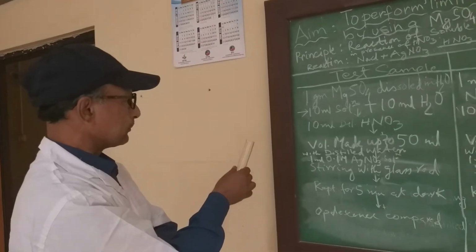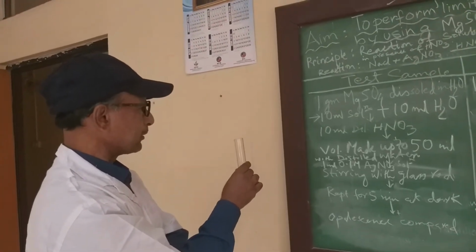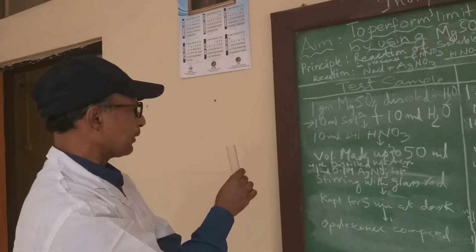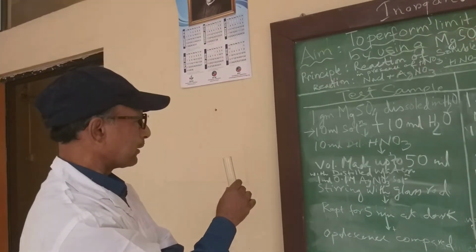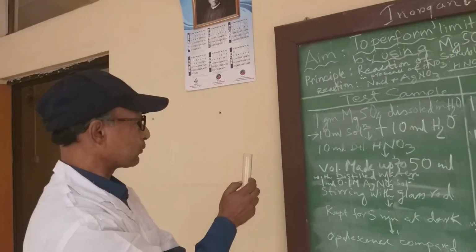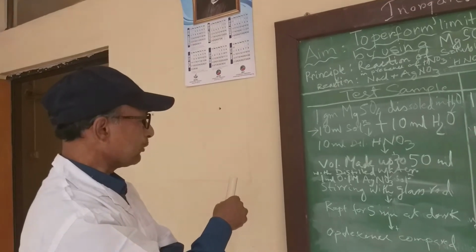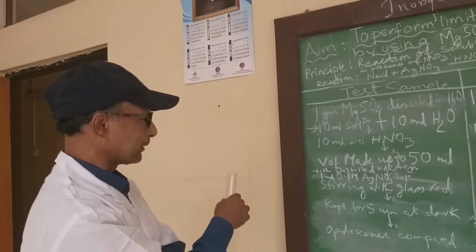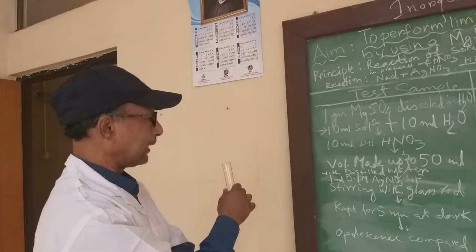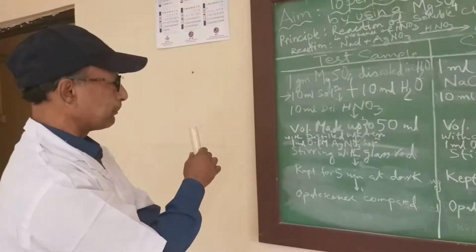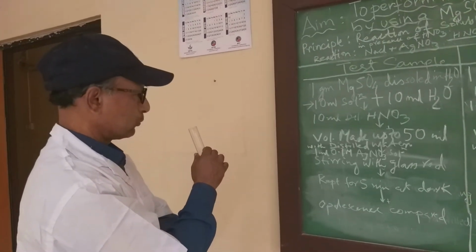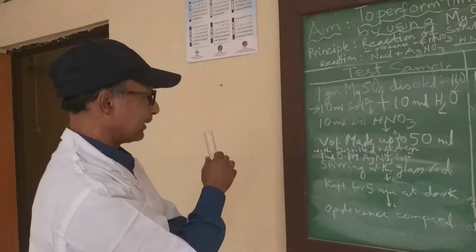So you have to stir the solution in the Nessler cylinder with a pure glass rod washed with distilled water, and you have to be cautious that no chloride comes from the glass rod, from any reagent, or from any glass apparatus. Then you have to keep it aside for 5 minutes in a dark place, because in the presence of sunlight and high temperature, the silver chloride precipitate breaks into silver and chlorine. So then the turbidity or opalescence will be less.